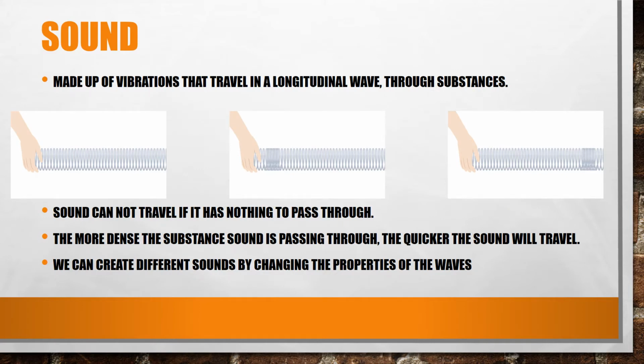Sound is an example of a longitudinal wave. It will not travel if it has nothing to pass through, such as air particles. So if we were to put sound in a vacuum, say a glass jar that we've removed all the air from, the sound could not move and we would hear nothing. The more dense the substance that the sound is passing through is, the quicker the sound will travel. Sounds can be changed by changing the properties of the waves.